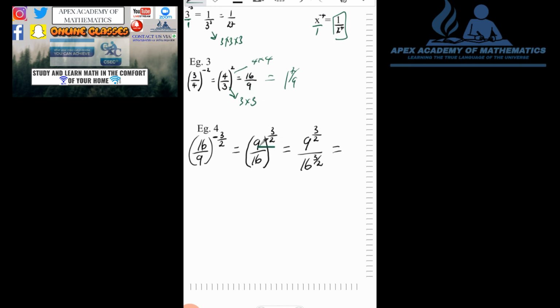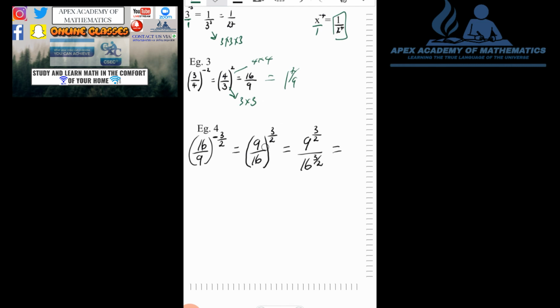This is not 9 times 3 over 2, so please do not say the 3 cancels the 9. That's another fundamental error, guys. This is a power, this is a base, so you cannot use powers to cancel a base. Okay, all right, good. So here, I attach the power to the 16 as well.